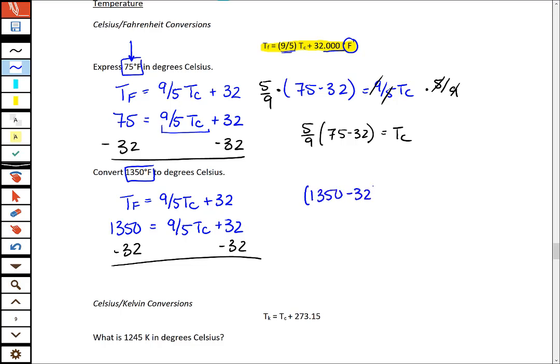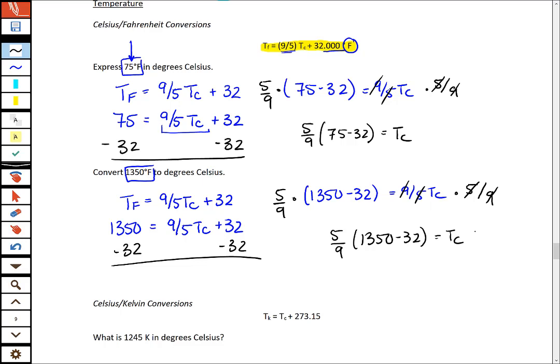1,350 minus 32 equals 9/5 TC. Let's get TC alone by multiplying by the reciprocal. So you'll notice that I didn't even give you one where I have you take Celsius and convert it to Fahrenheit, because that's not the problem that students have issues with, right? Students have issues with remembering their algebra here. And so that's the one that I wanted to give time to.